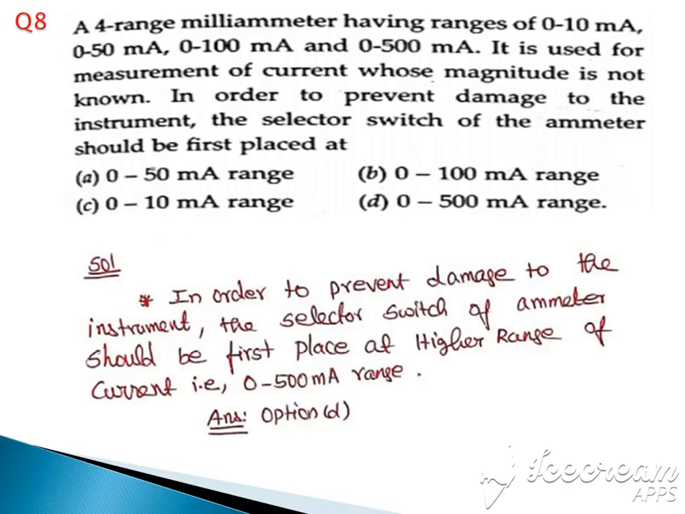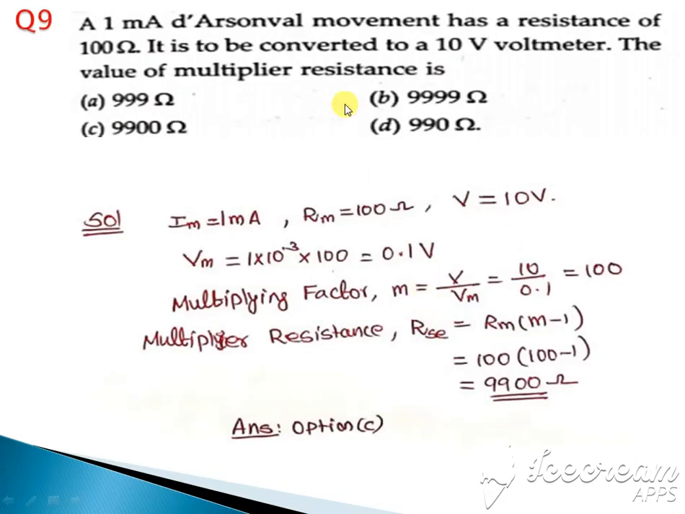8th question. A 4-range multi ammeter has ranges of 0 to 10 milliampere, 0 to 50, 0 to 100 and 0 to 500. It is used for the measurement of current whose magnitude is not known. In order to prevent damage to the instrument, the selector switch of the ammeter should be placed at... These are the ranges given. The selector switch should first be placed at the highest current range, that is 0 to 500. So option D.